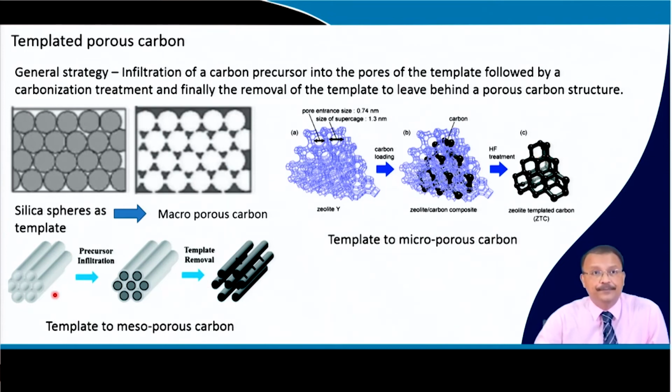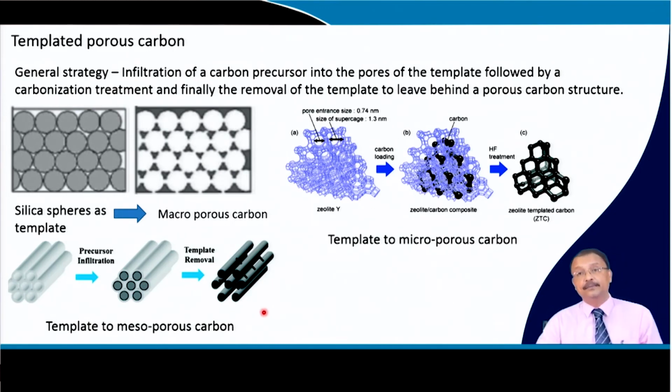You can also use this. There are different types of pore diameters. Macropores are quite large, microporous is very small, and mesoporous is in between, 2 to 50 nanometers, and micropores are around 2 nanometers or below, and macropores are in the order of microns. So, here you take again a template material, and then you go for carbonaceous precursor infiltration, and then you remove this template and you get this kind of porous structure.